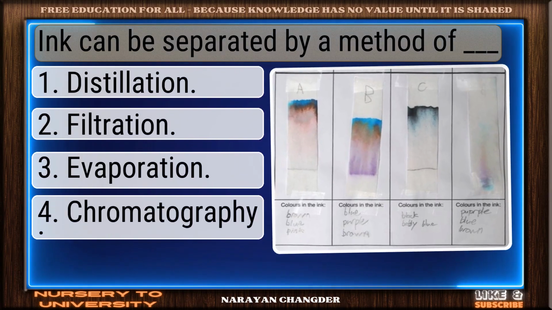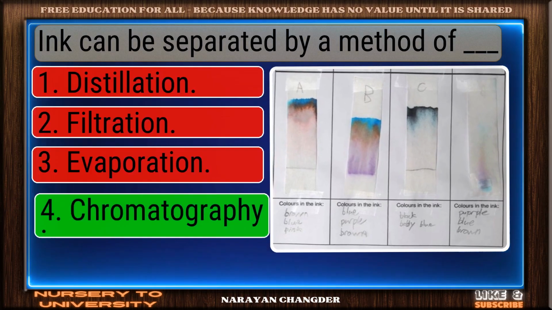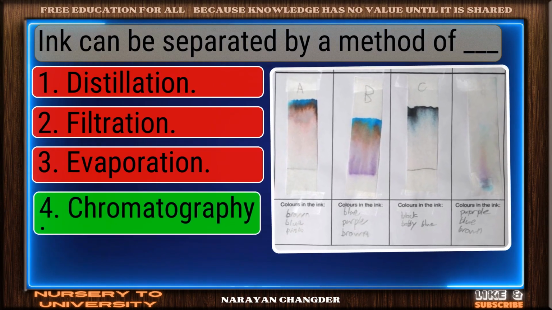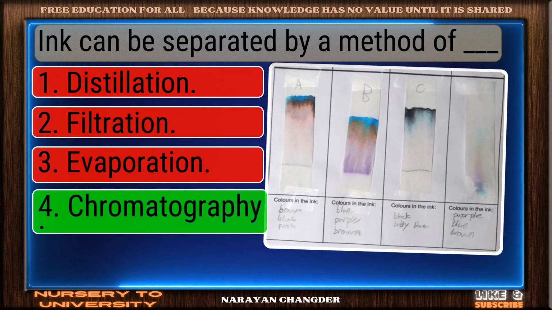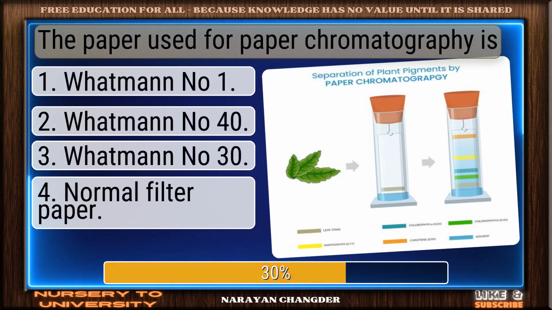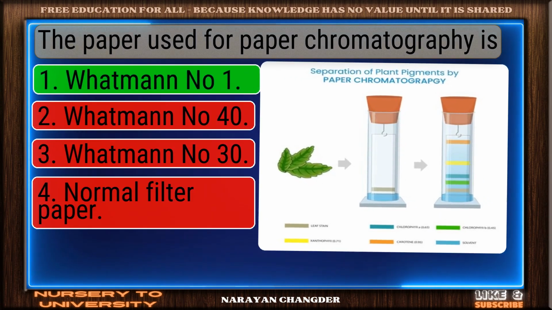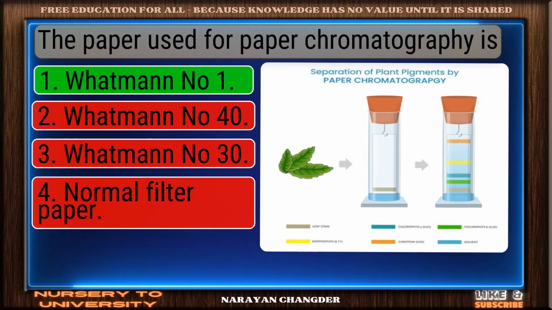Ink can be separated by a method of dash. Right again. Chromatography is a valid answer. The paper used for paper chromatography is dash. Right choice. Whatman No. 1 is the best answer.